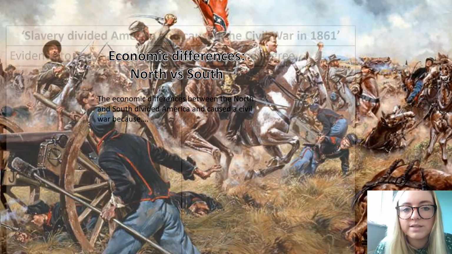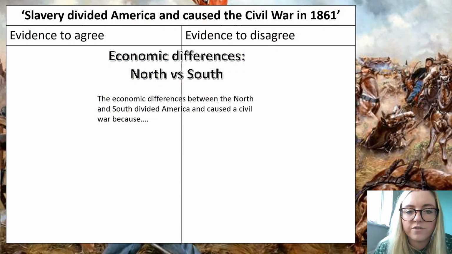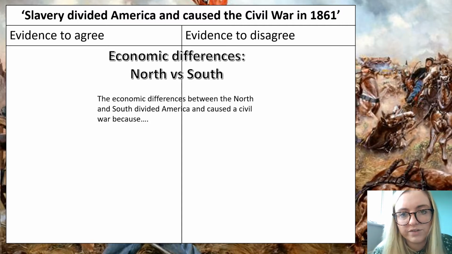So I've actually put economic differences in the North and South across the middle because it is quite obviously motivated by slavery. Slavery is causing the differences in their economies, but it also is an economic reason that's causing division with them. So if you think of slavery as the underlying reason behind this, if you would prefer to pop it onto evidence to agree, that is also fine.